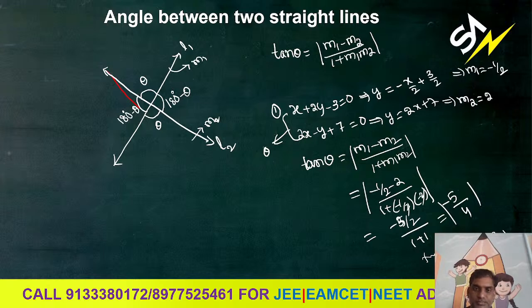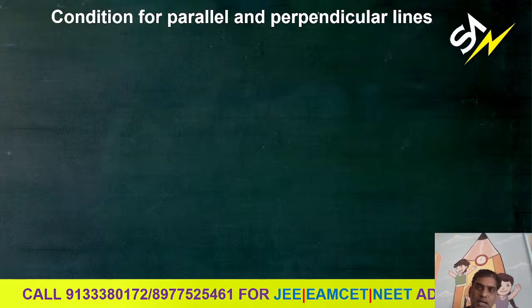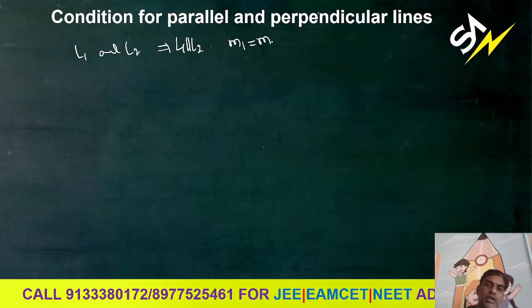Okay. Next. Condition for parallel and perpendicular lines. So just now we have calculated angle between the two lines. Now what is the condition for parallel and perpendicular lines? If the lines are parallel, suppose there is a line L1 and a line L2. If L1 is parallel to L2, then what happens? m1 equal to m2 we will get. Why? Because if lines are parallel, angle between them is 0.